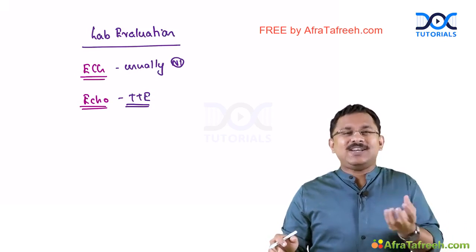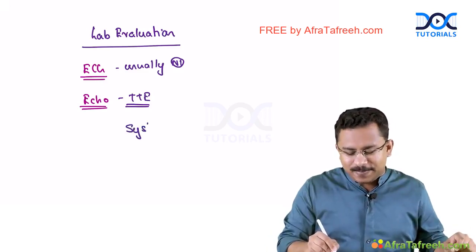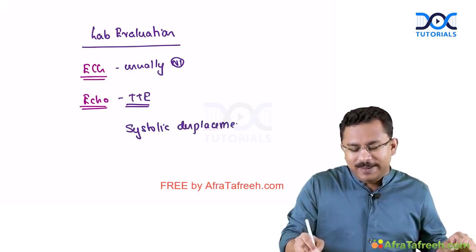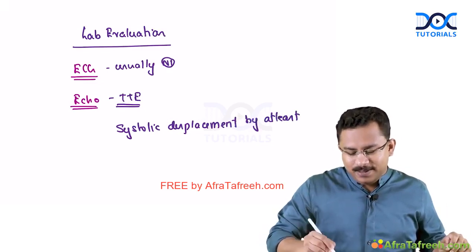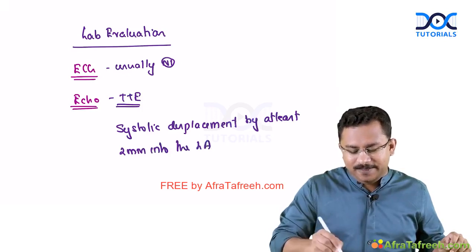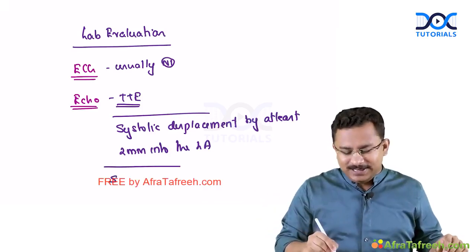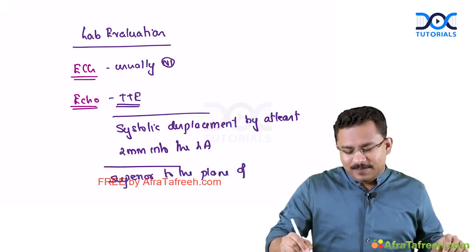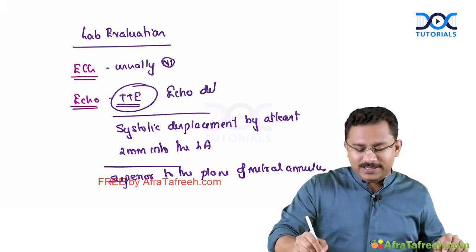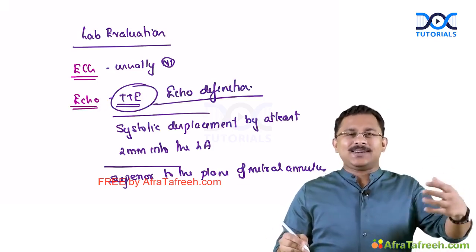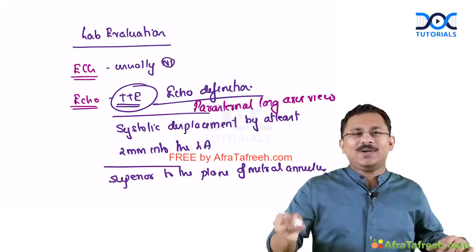And there is an echocardiographic definition of MVP as well, which is defined as a systolic displacement of the belly of the mitral valve leaflets by at least 2 millimeter into the left atrium. Important. At least 2 millimeter into the left atrium, that is superior to the plane of the mitral annulus. So this is the echocardiographic definition of mitral valve prolapse, and this is in a parasternal long axis view in echo. I hope the definition is clear.